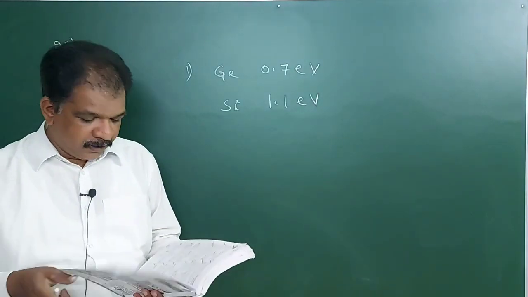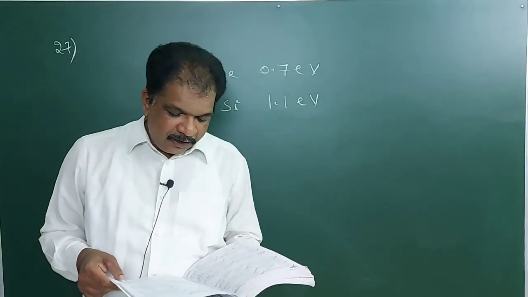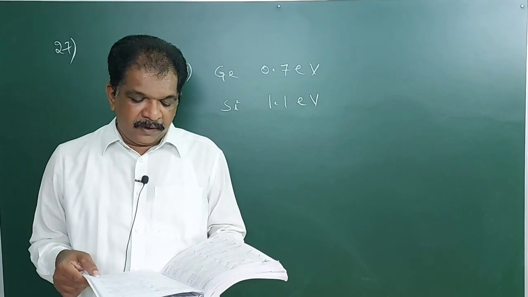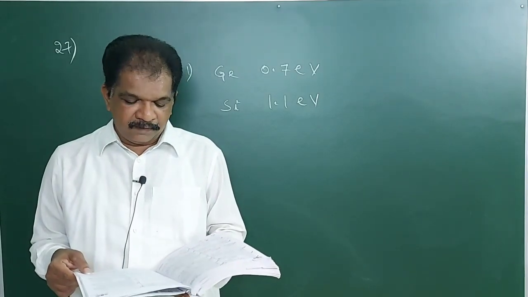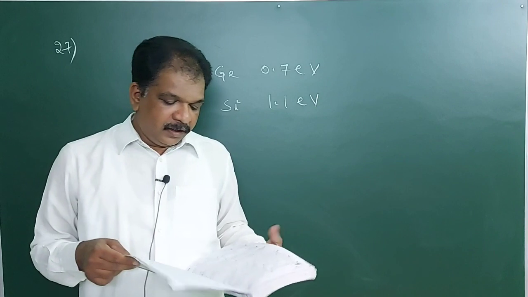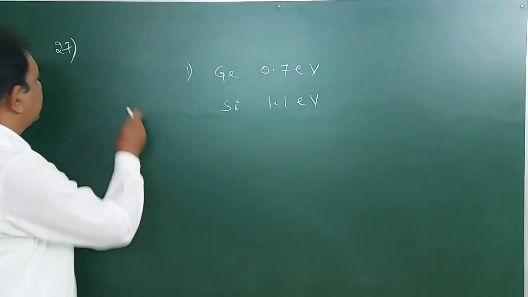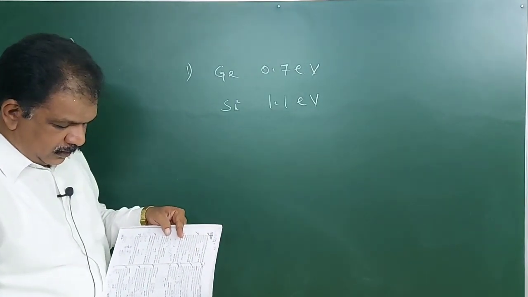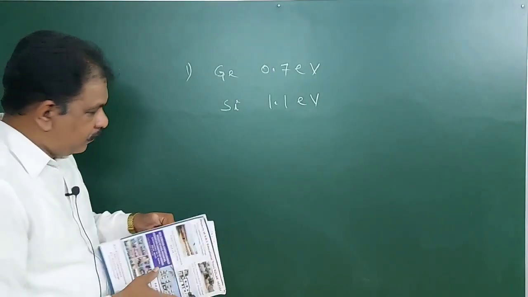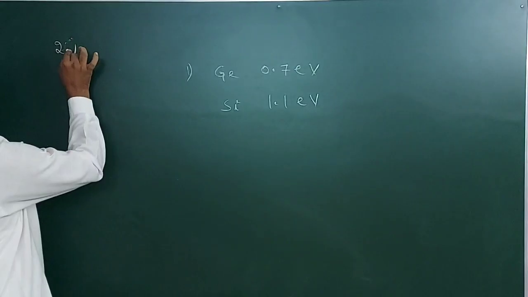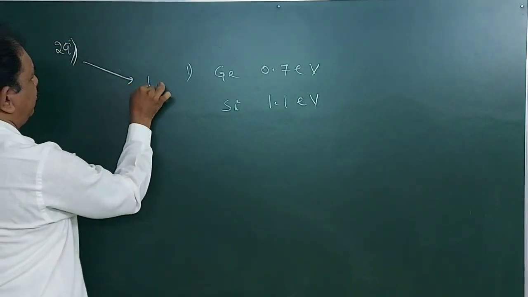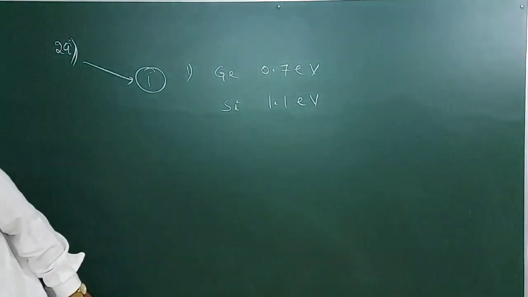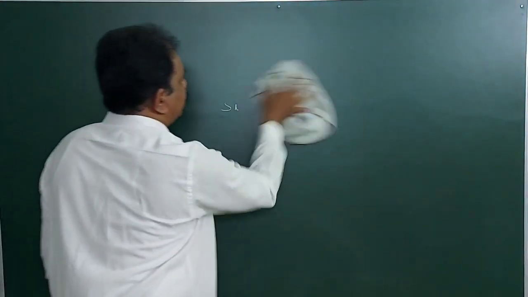In examination time, you may get doubt whether it is silicon or germanium; to minimize that, remember germanium comes first, so it has less value, and silicon comes next, so it has more value. And iron, copper, aluminum are all metals. In them no forbidden energy gap will be there. So for 29, it will be first option. Clear? Next, 30.